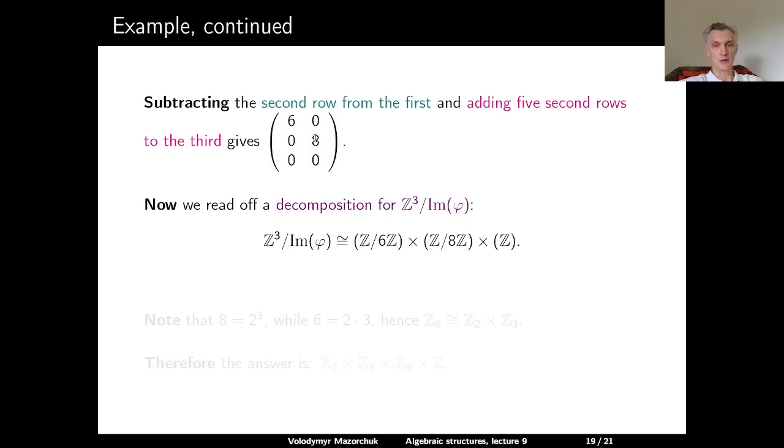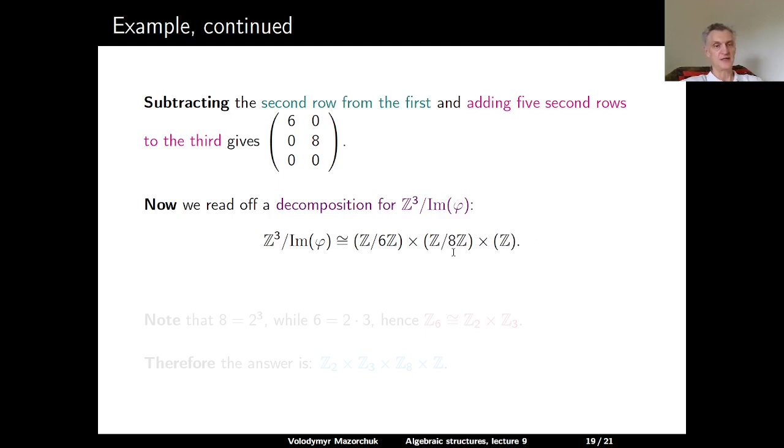So now we can read off the decomposition for our cokernel. So this 6 gives us the factor Z divided by 6Z. This 8 gives us the factor Z divided by 8Z. And since there is nothing here for the third element in Z^3, we will just have the free factor Z.